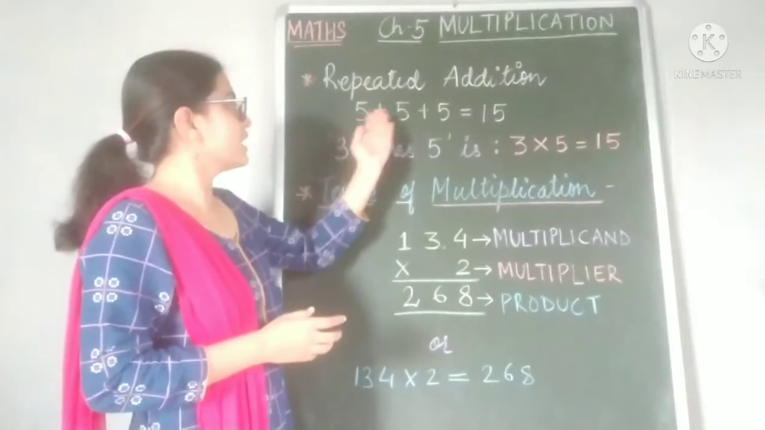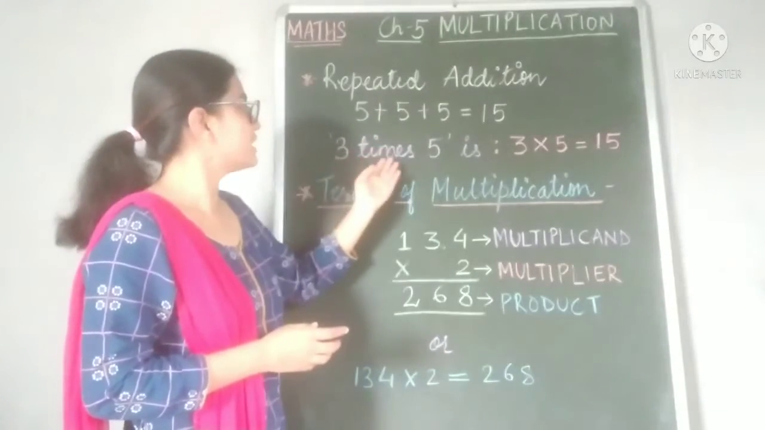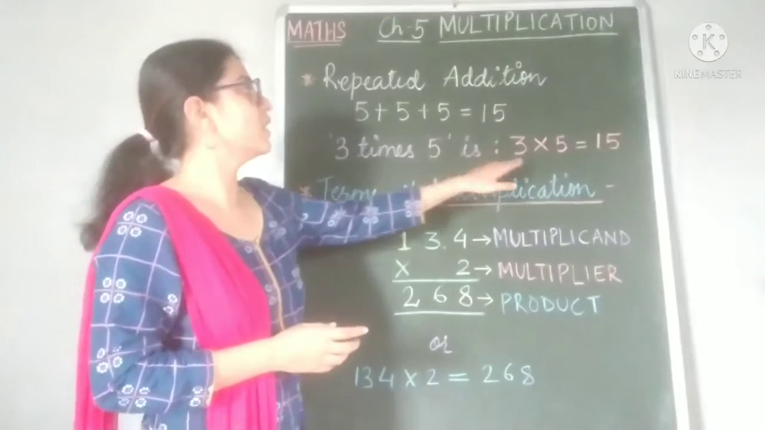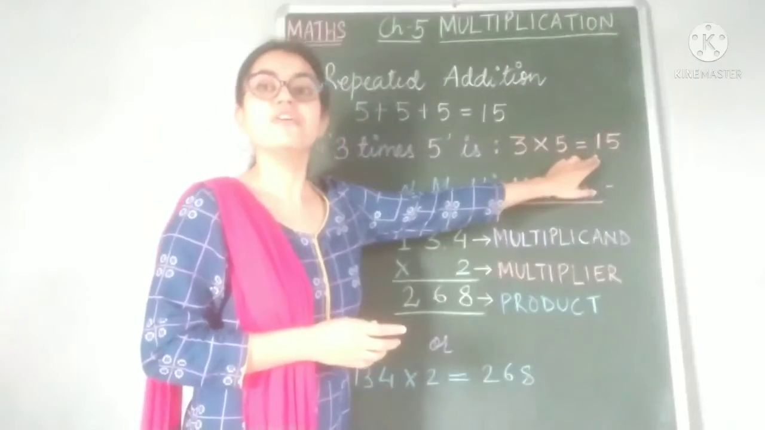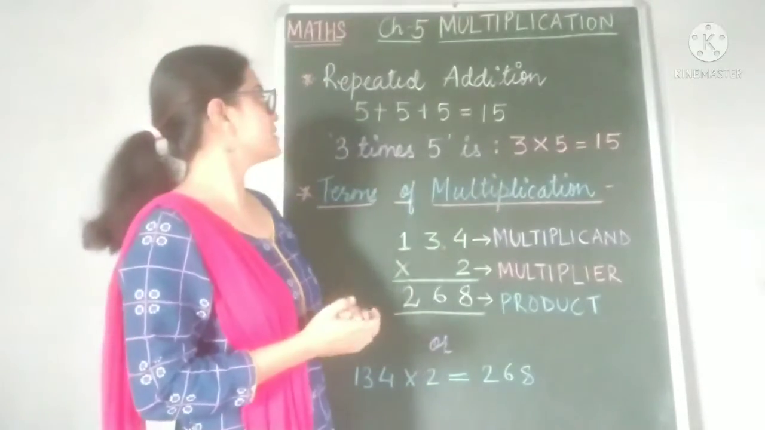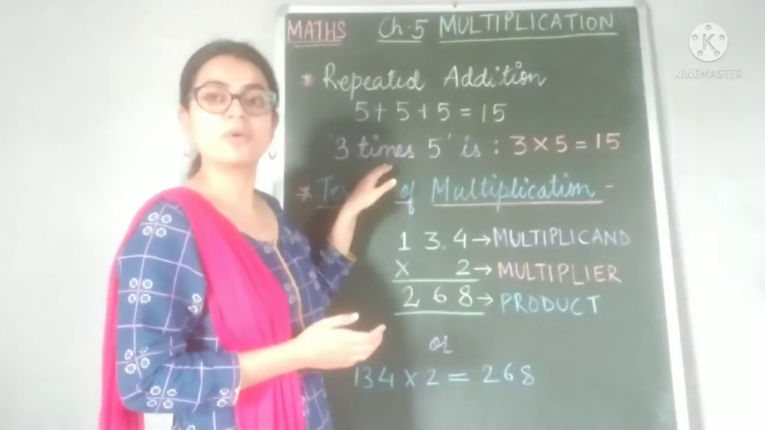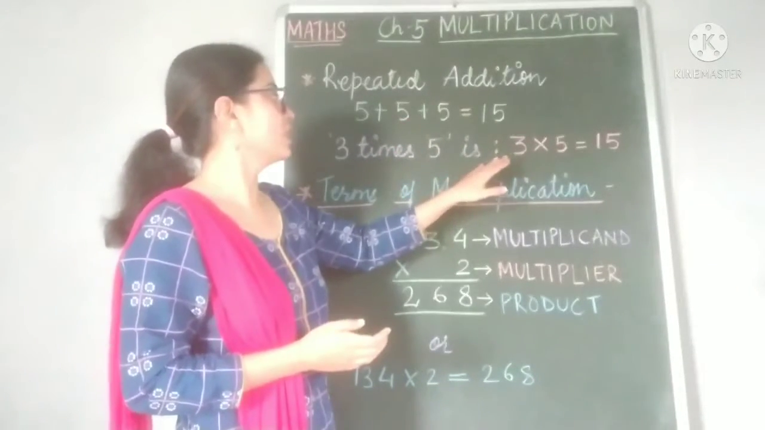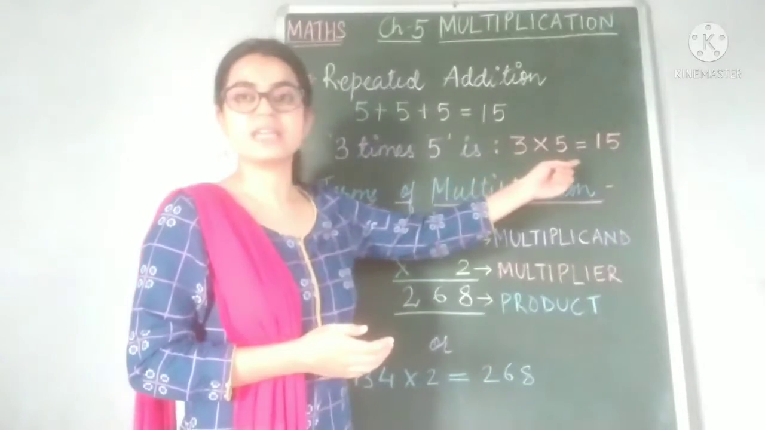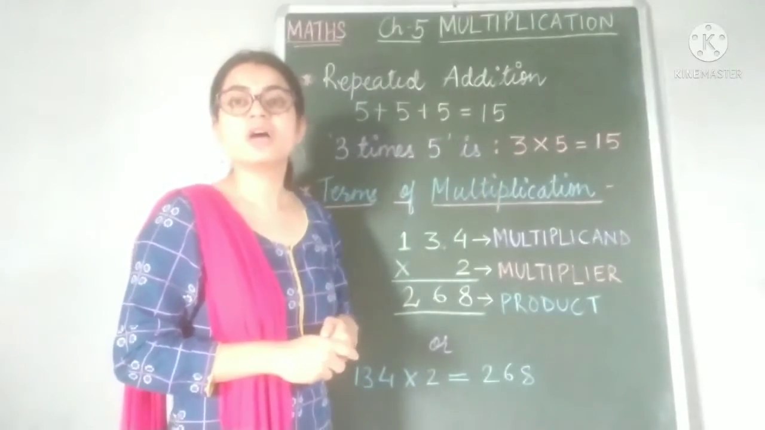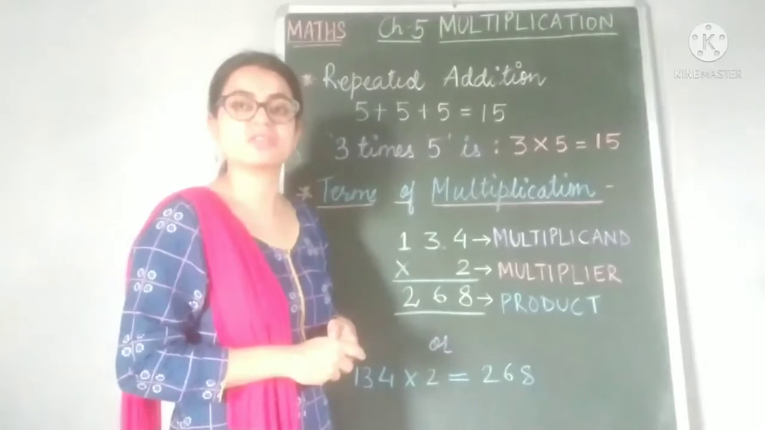We can represent this in a different way. That is, 3 times 5 is 3 multiplied by 5 equals 15. This is how we represent repeated addition in a simpler form called multiplication. That is, when 5 is added 3 times, the result is 15. So a simpler form of repeated addition is multiplication.